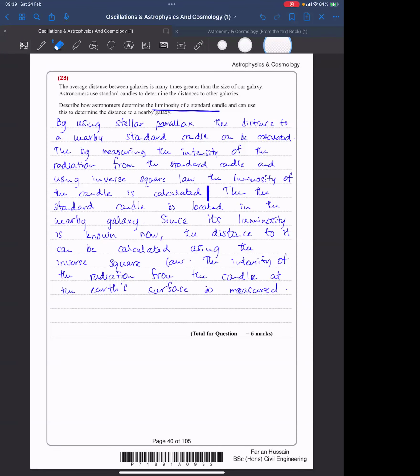Close by star. For another galaxy, you can't use this method because the angle will be too small. You can't use it. Close by stars. For another galaxy, you can't do that. You have to find the distance to another galaxy. This is the method you use. You find the distance to a nearby star, and based on that, you do the calculation using inverse square law.